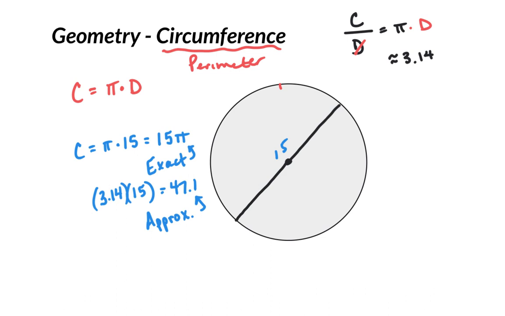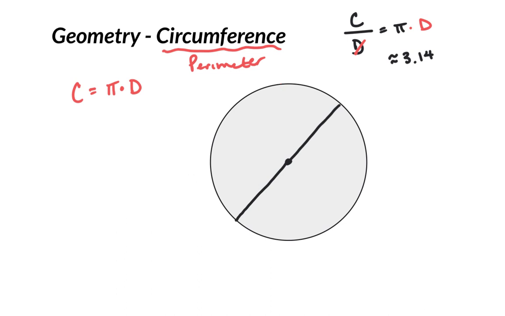If we put some units on this, if we said the diameter was 15 inches, well then if I took a measuring tape and put it all the way around, it would be approximately 47.1 inches all the way around. Okay, let's do another example. Let's say the circumference was 26. I'm sorry, the diameter was 26. And we were asked for the circumference.